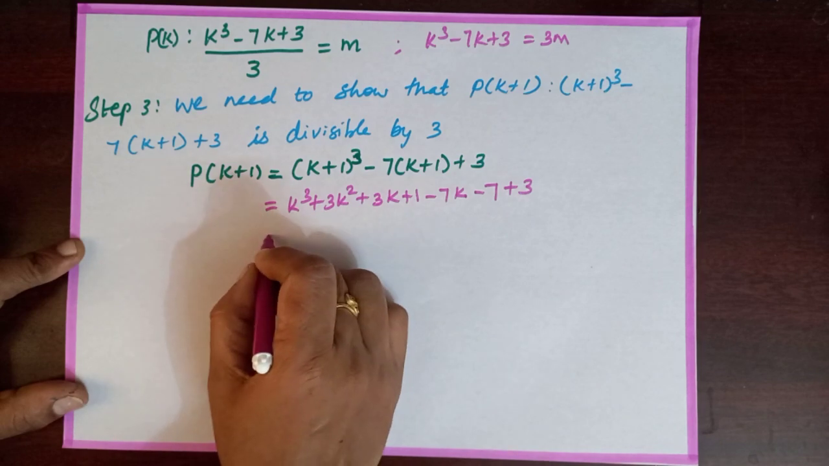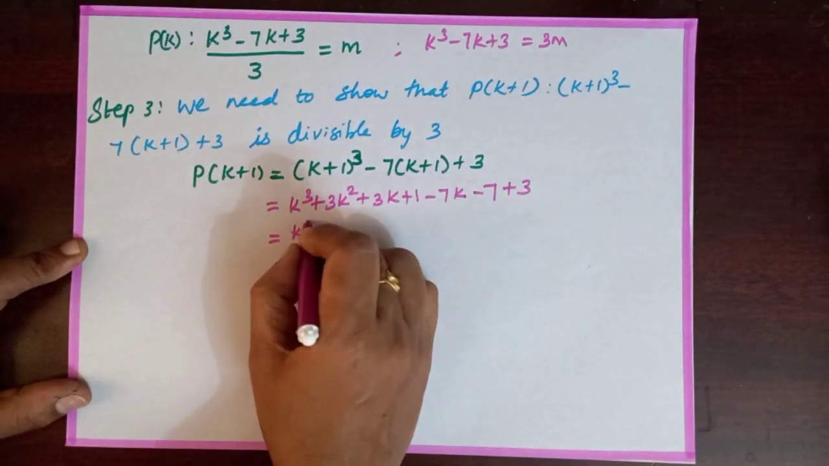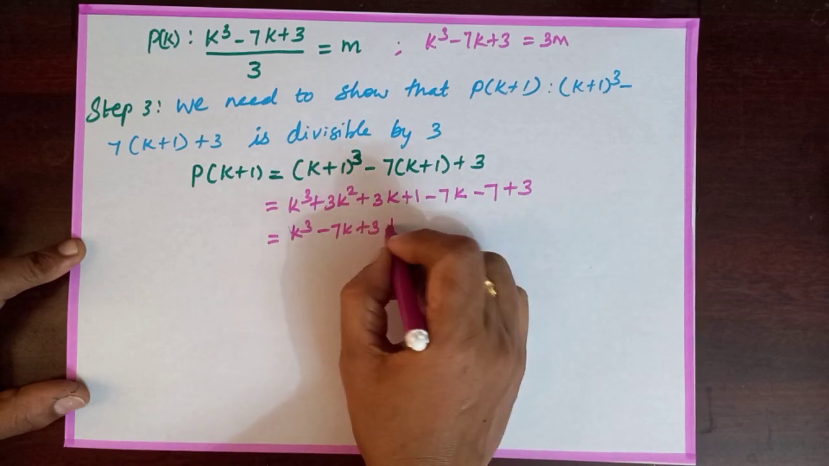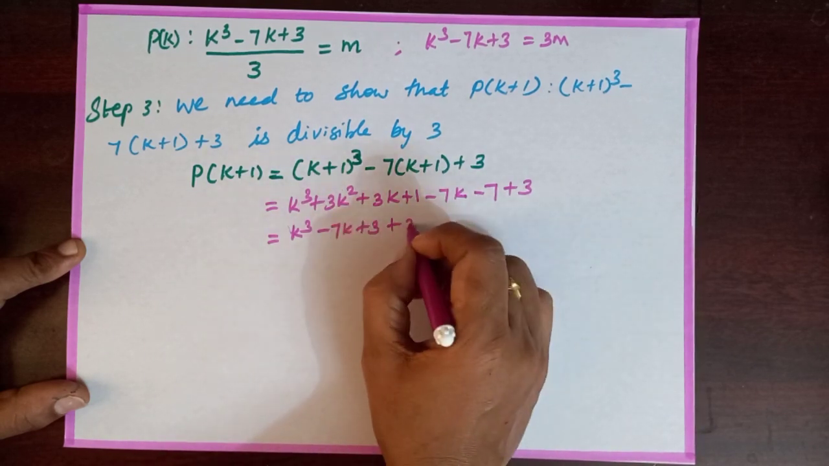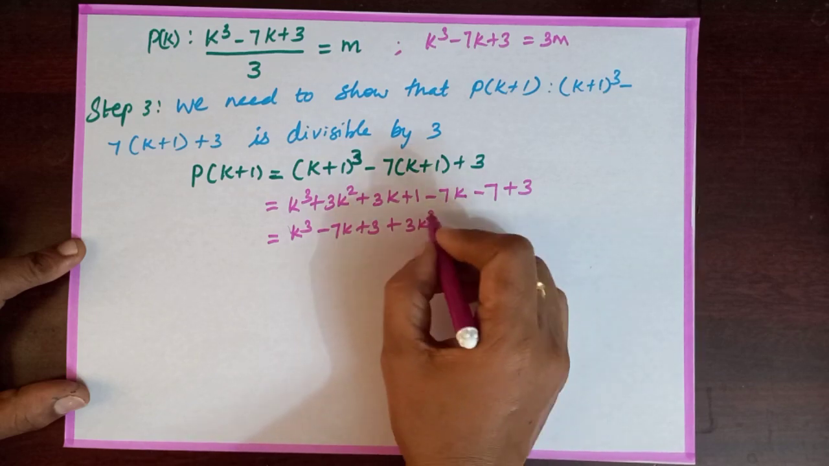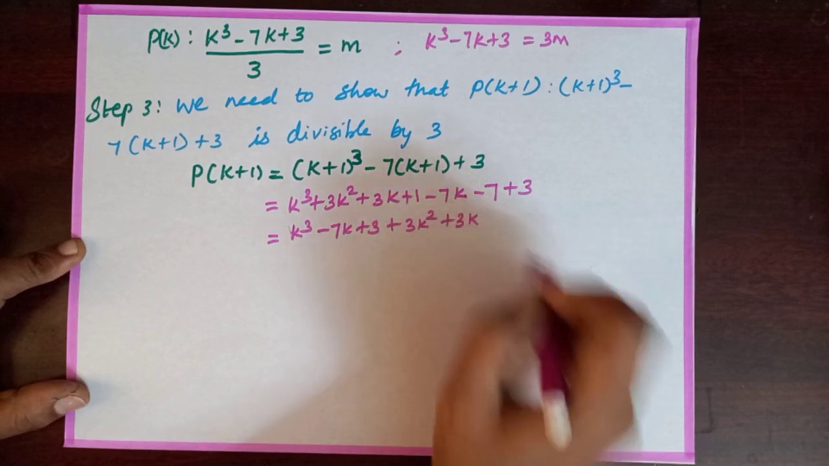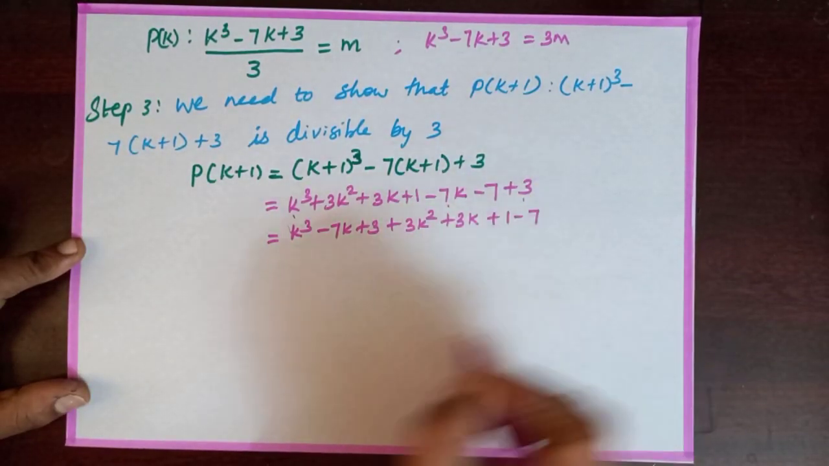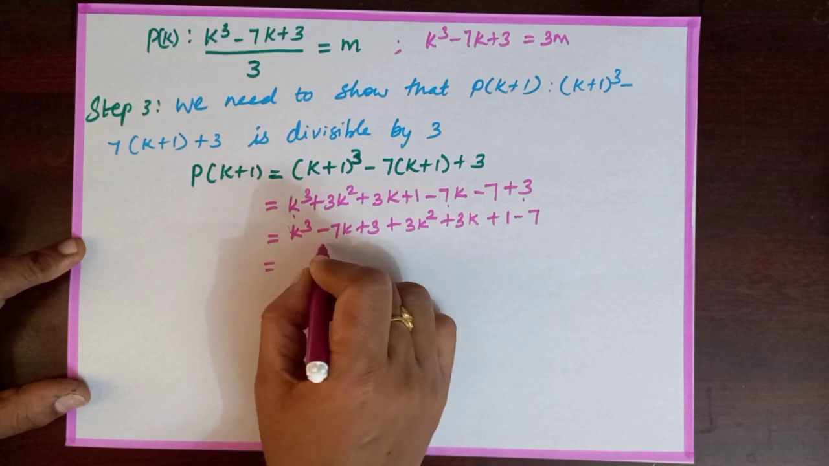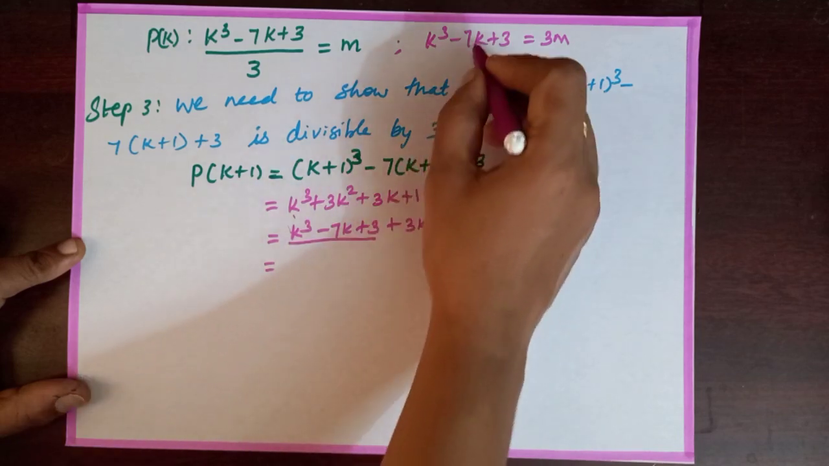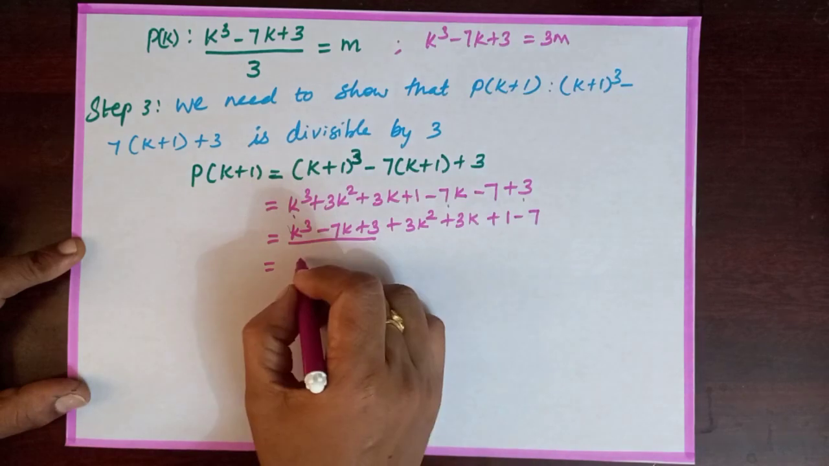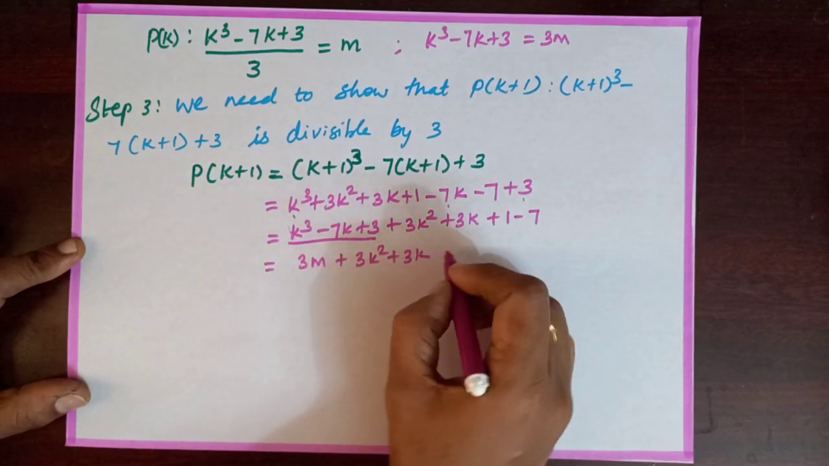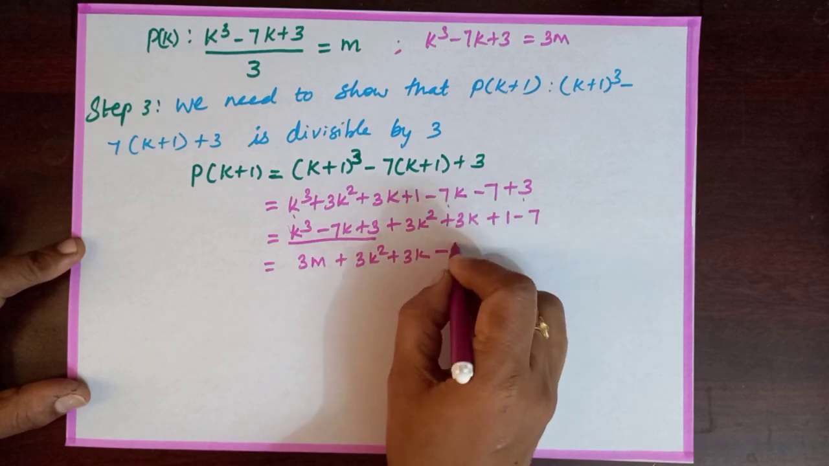Now I am going to rearrange according to this. K cube minus 7k plus 3. The remaining terms are 3k square plus 3k plus 1 minus 7. K cube minus 7k plus 3 can be substituted as 3m. 3m plus 3k square plus 3k plus 1 minus 7 is minus 6.